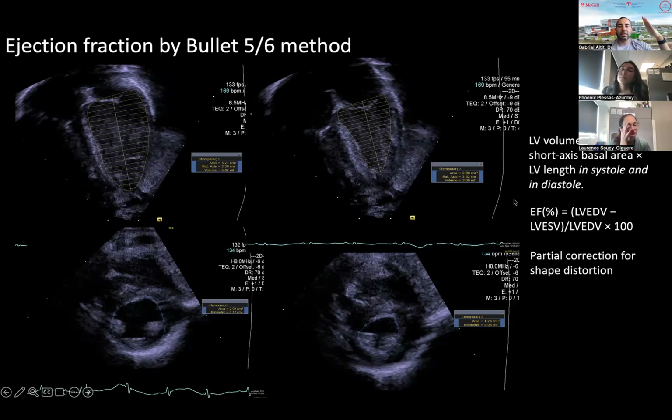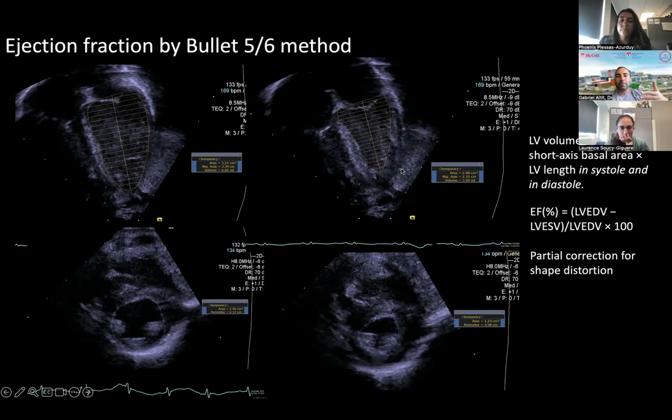Why 5 divided by 6? Because it's not a perfect cylinder. So this 5 divided by 6 is kind of the ratio for assuming a bullet shape. And then you can do the same in systole, where you have the systolic area and the length, and you do 5 divided by 6, multiply these things, and you get end systolic volume.